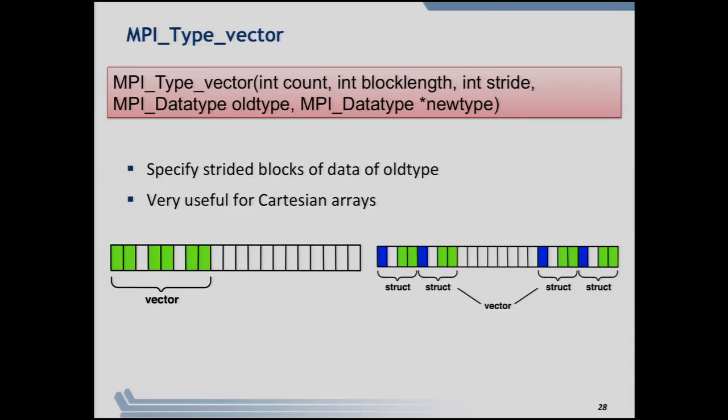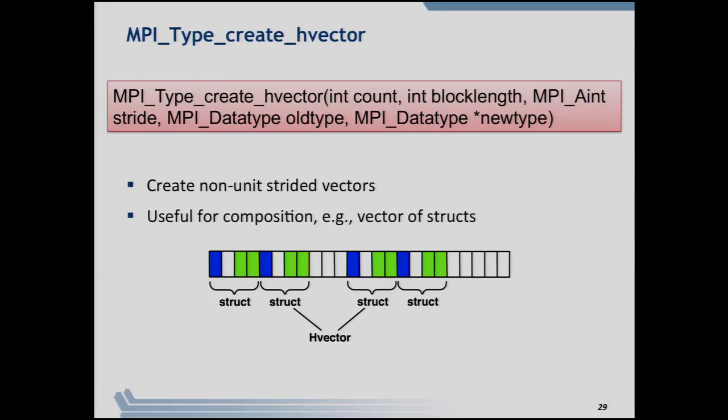Yeah, so what I was saying was that the stride is a count of the number of old types over here. If you want to specify the stride in terms of bytes, then you use the MPI type create H vector, where the stride is of type MPI Aint. So does everyone know what an MPI Aint is? If you've used MPI, you probably had to use MPI Aint somewhere.